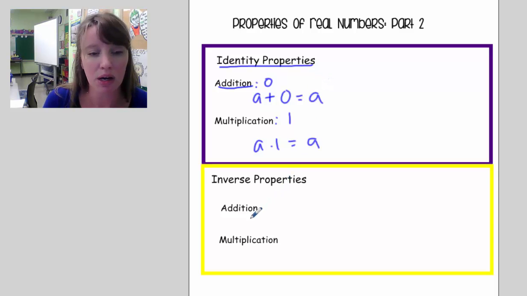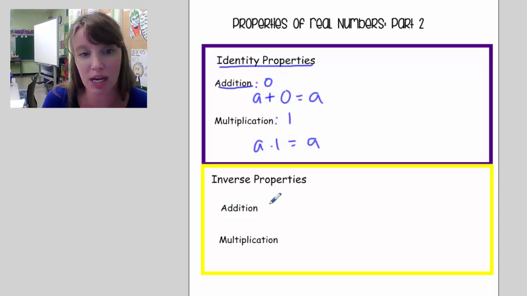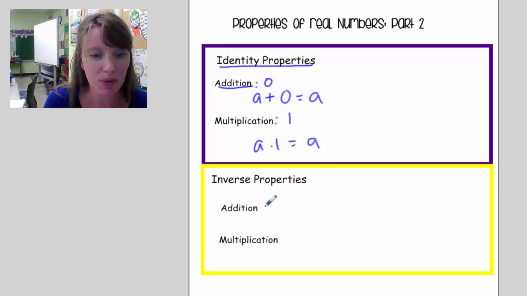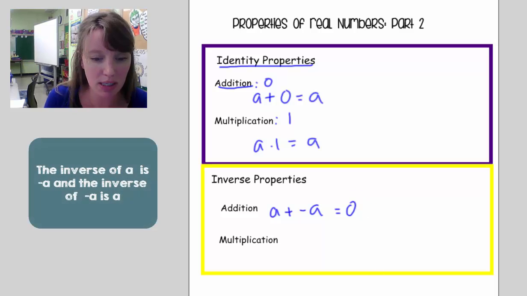The inverse property is the number that you add to another number in order to get to the identity, which is either 0 or 1. Here, our inverse in addition is always going to be the number's opposite, because A plus negative A is equal to 0. And see, this gets back to the identity.